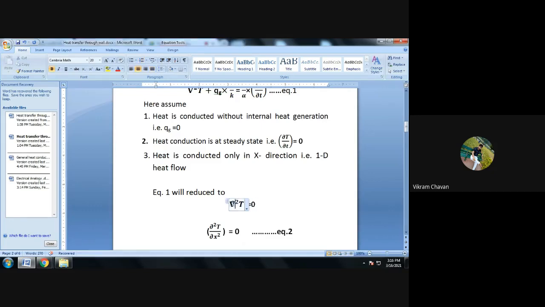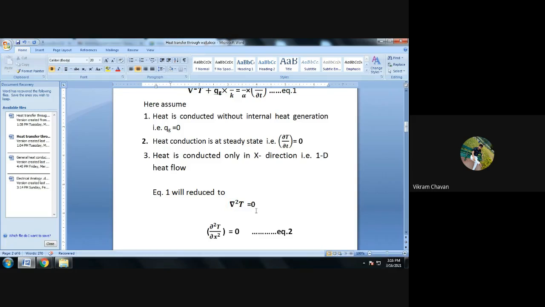Now in this equation, ∇²T, we are considering only the x direction, so the y and z terms become 0. That is, the temperature change with respect to the y direction and the z direction will be equal to 0. We know that ∇²T means ∂²T/∂x² plus ∂²T/∂y² plus ∂²T/∂z². That is the meaning of ∇²T. Here del is the vector operator.